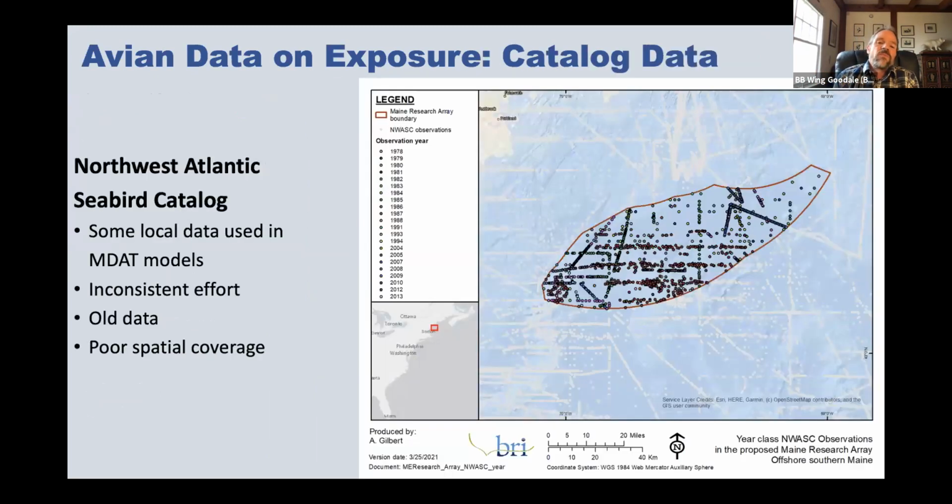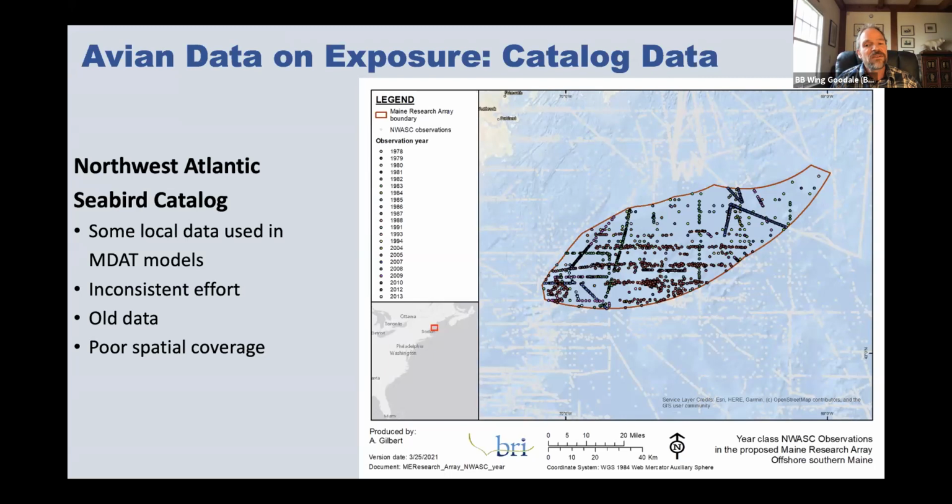And we do have some information right within the area. What you're seeing here is the data from the Northwest Atlantic Seabird Catalog. What's most important about this image is that it demonstrates that there is some data in the area that was used in the MDAT models. I had initially thought that there wasn't any local data available contributing to the MDAT models, but there is some, which is some good news. So it gives us some greater confidence in using those models in this area.